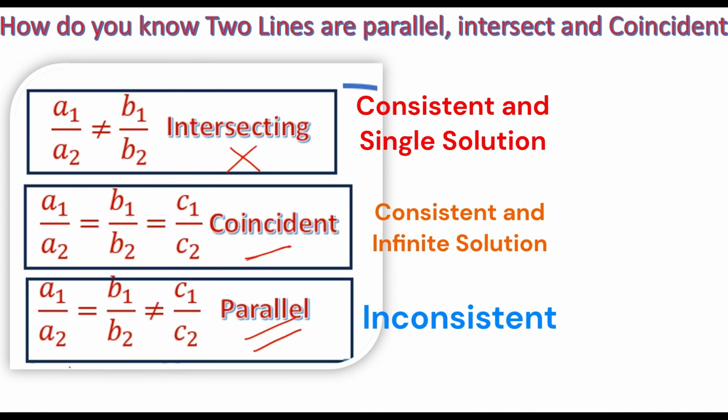So what do you need to remember here? If the slopes are not equal, the lines will intersect at a single point and have a single solution. If a1/a2 = b1/b2, then the lines are parallel or coincident. If it is also equal to c1/c2, they will be coincident. If it's not equal to c1/c2, those lines are parallel.